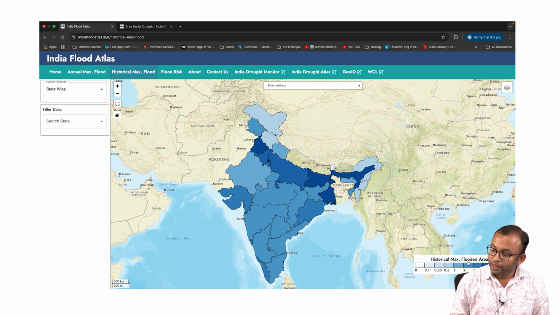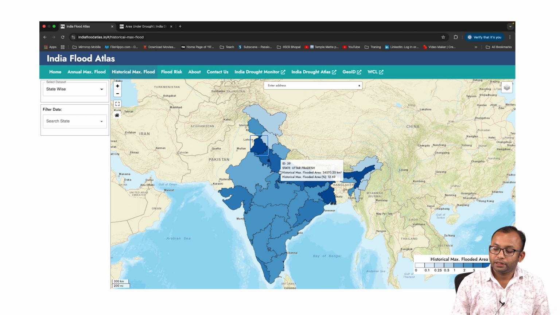What exactly is a maximum flooded area? It means how much area of these regions has been covered by flood, the maximum amount of flood that has occurred in the historical time period. Suppose this is your Punjab region. If I click here, you will see the total percentage of historical maximum flooded area is around 16.72%, which is around 9,782 square kilometers. In Haryana, the total maximum flooded area is around 7,674.69 square kilometers, roughly 15% of the Haryana region.